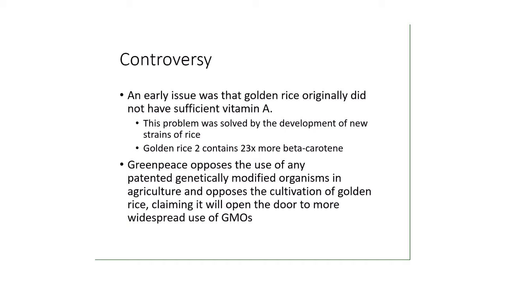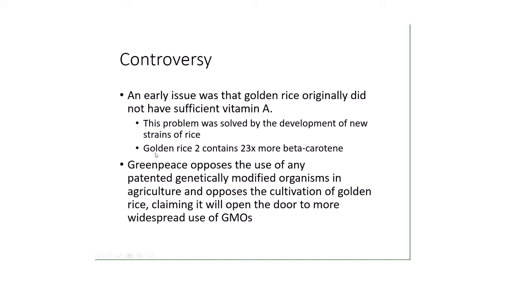But there were some controversial issues. An early issue was that the golden rice that was originally grown did not have a sufficient amount of vitamin A, and so it was really not helping with the deficiency. This problem was actually solved by the development of new strains of the rice.